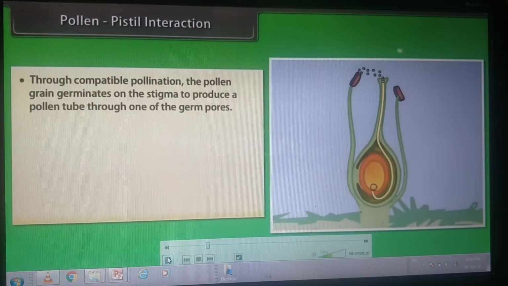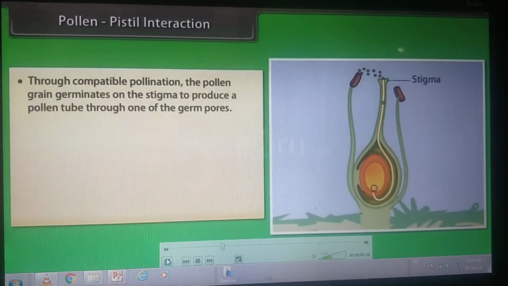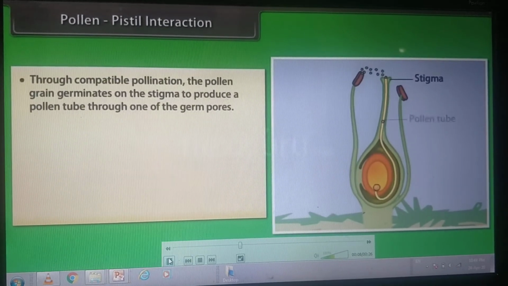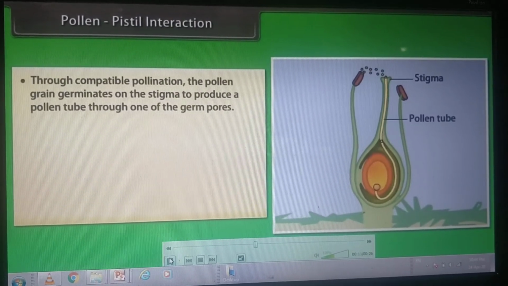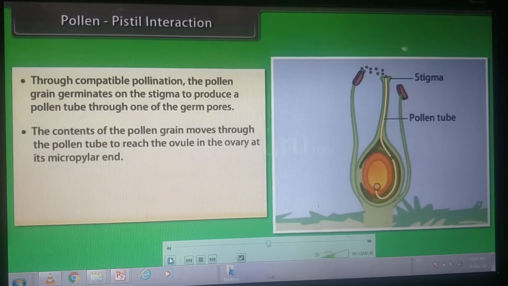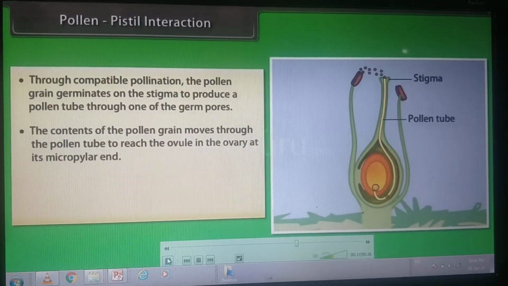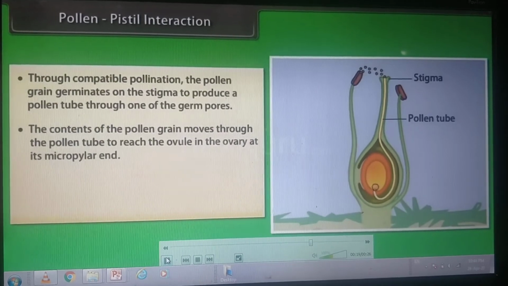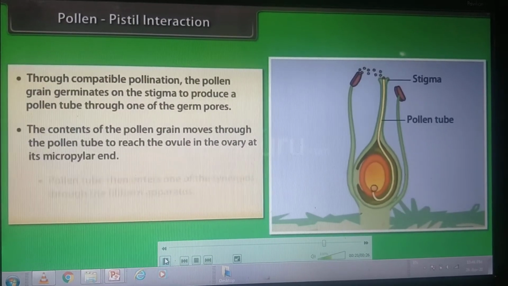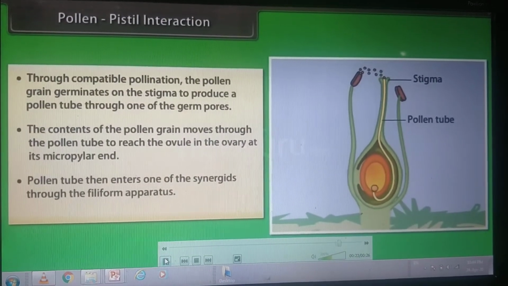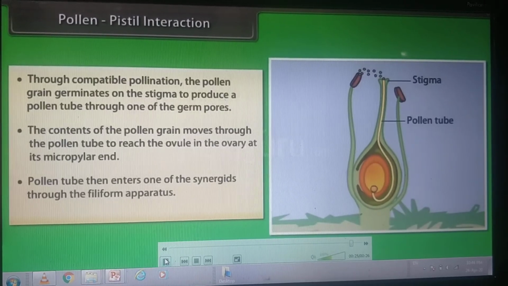In compatible pollination, the pollen grain germinates on the stigma to produce a pollen tube through one of the germ pores. The contents of the pollen grain move through the pollen tube to reach the ovule in the ovary at its micropylar end. The pollen tube then enters one of the synergids through the filiform apparatus.